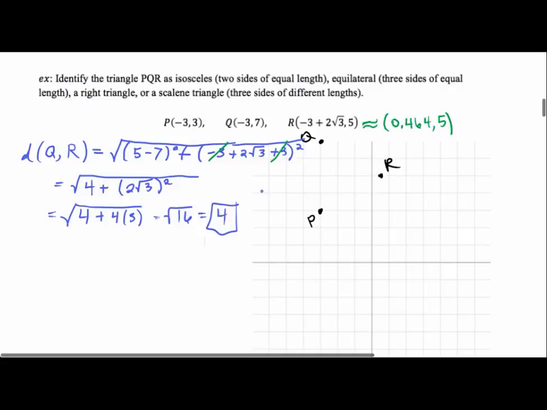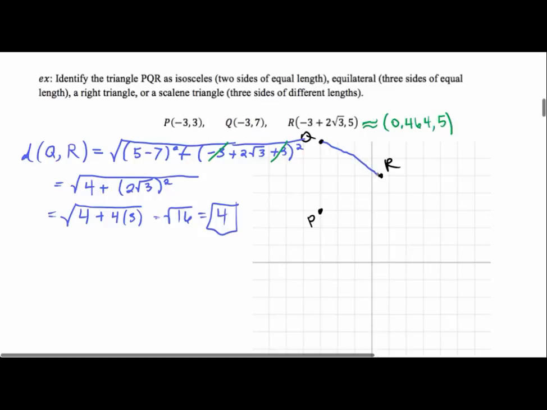If the 3's hadn't canceled, you'd have to FOIL that out, okay? But the 3's canceled, so then you're left with the 2 root 3 squared for the second term. Okay, 5 minus 7 is -2. -2 squared is 4. Simplifying, 2 root 3, all squared, right? Both things inside are squared, so you square both the 2 and the radical 3. Okay, so you get 4 times 3, or 12 plus 4 is 16. So I'm getting 4 for the distance between Q and R. Is that what y'all got?